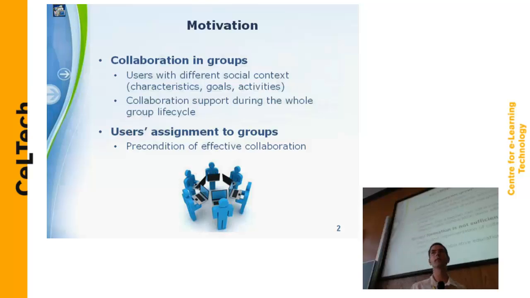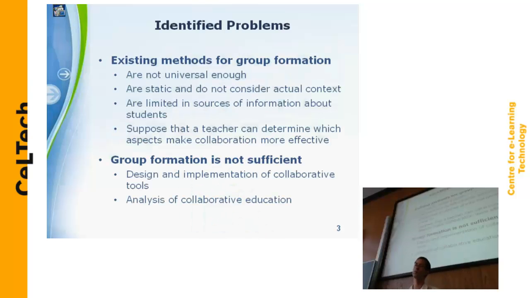Many methods exist which can solve the group formation problem. But there are domains, for example, Coursera, as we mentioned it several times here, where these methods are not sufficient. And we identified several problems these methods have. For example, usually these methods are not universal enough. Also, they are static and do not consider actual student context. And they are limited in sources of information about students. And last but not least, we suppose that a teacher can significantly determine which aspects make collaboration more effective.